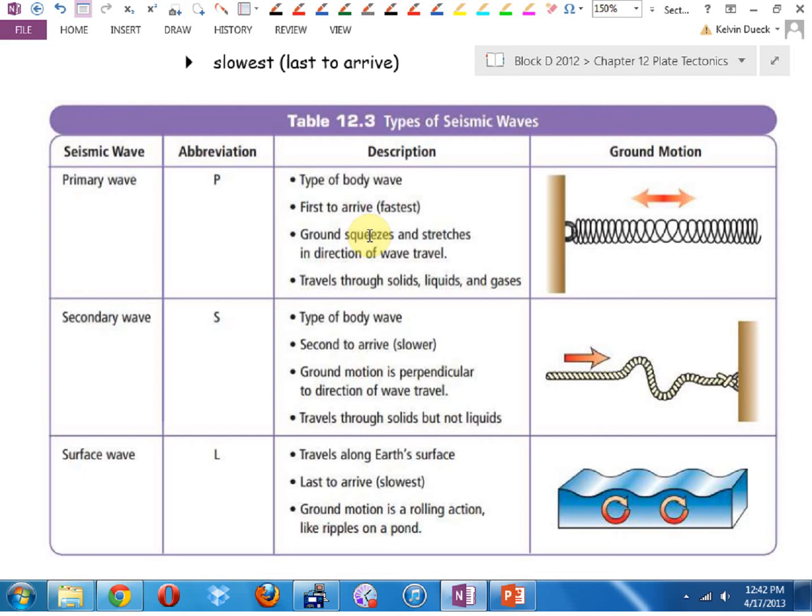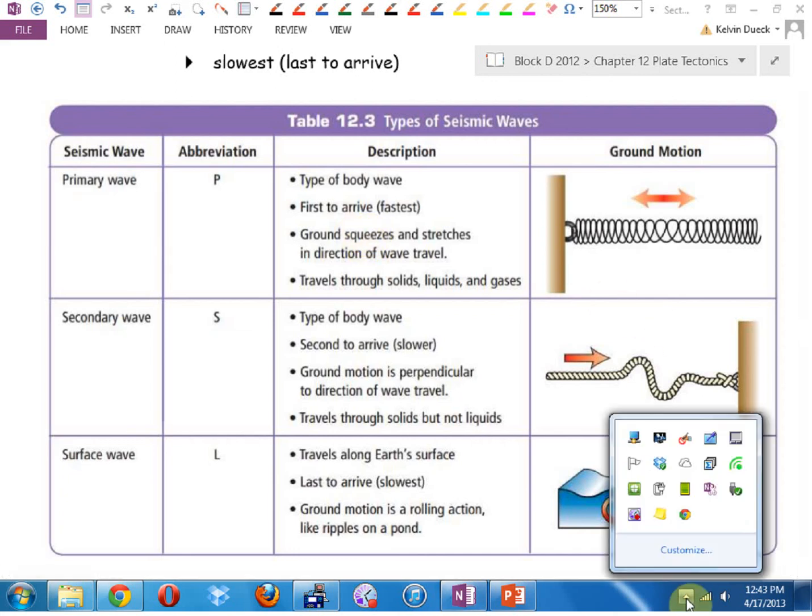The third type, L waves, we call them surface waves. They don't travel through the mantle. They don't travel through the lower crust. They just travel along the very, very surface. And they're a more recent designation because we separated secondary waves. We said, you know what? There are actually two types. There's a secondary wave that's also traveling under the ground, moving things up and down. And then there is a surface wave, an L wave, a last to arrive. The ground motion is a rolling action like ripples on a pond. If I wanted to give you an illustration, it would look something like this.